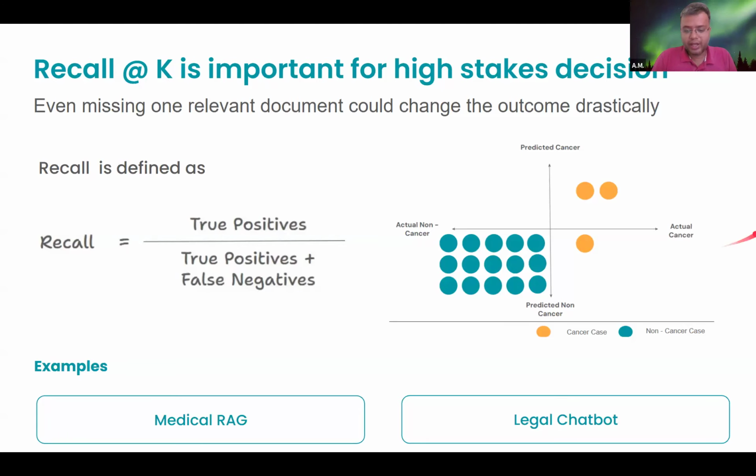The next example that comes to mind is a legal chatbot. In the same case, if any important legal document gets missed while retrieving, it has a lot of ramifications for the end users. And hence, in all such cases, you should focus a lot upon the recall at K metric, even if your precision at K metric starts going for a toss.